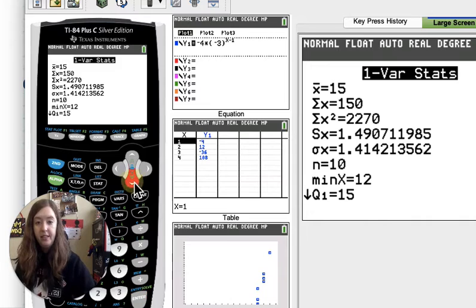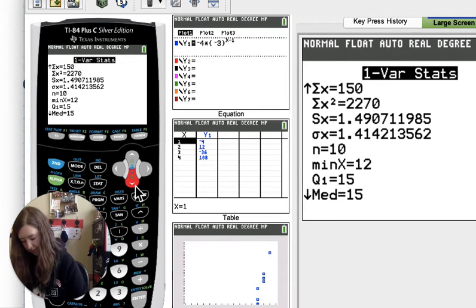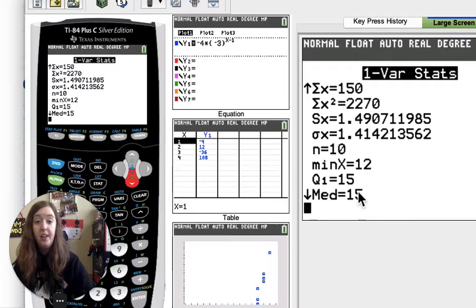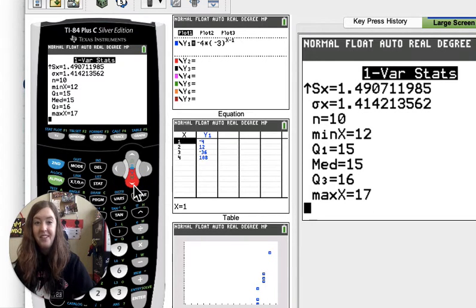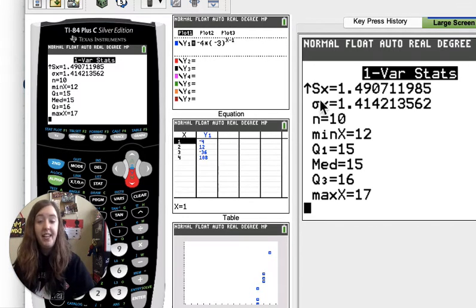The median is 15 if we inch down there. The range, remember, is the max minus the minimum. So we'll have to take 17 minus 12 to get 5. And then the standard deviation is at Sx. So 1.49, let's call that 1.5.